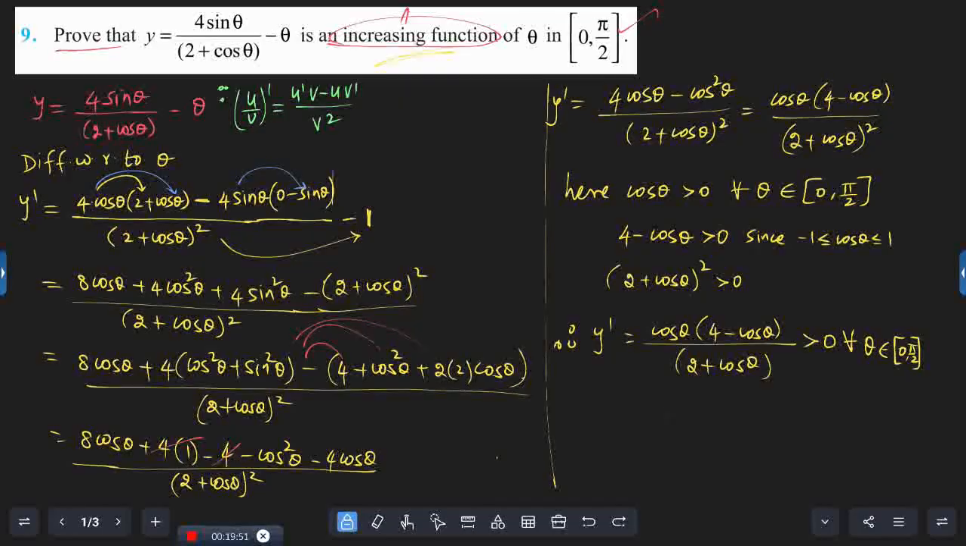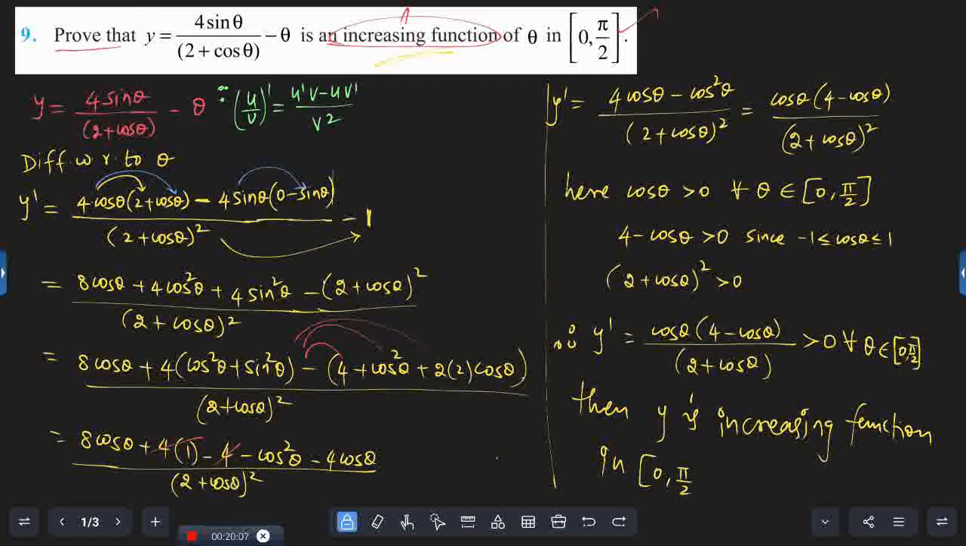Greater than 0, now what is the meaning? Then y is an increasing function in 0 comma pi by 2, the first quadrant. The explanation is very important. If you do not understand these three points, you will not understand why this is greater than 0. Be careful here. Is it okay, boys? Have you understood?